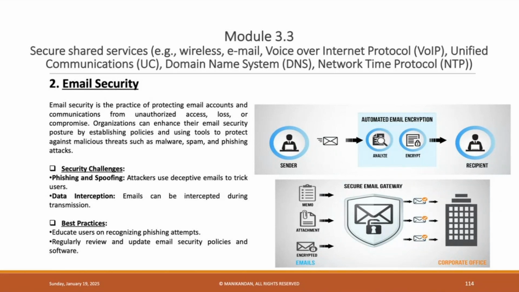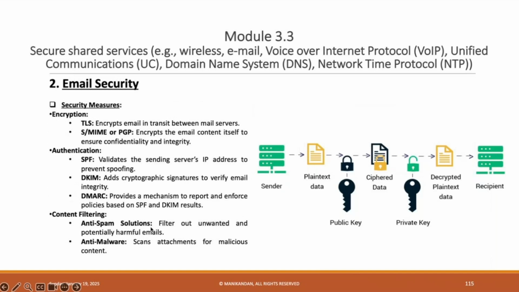So the best practice is to educate users on recognizing phishing attempts, and regularly review and update the email security policies and software. Make sure all employees attend security training and awareness sessions to learn how modern phishing attempts are happening. What kind of controls do we have? We have TLS, which can encrypt the email in transit between mail servers. We have S/MIME or PGP, which can encrypt the email content itself to ensure confidentiality and integrity.